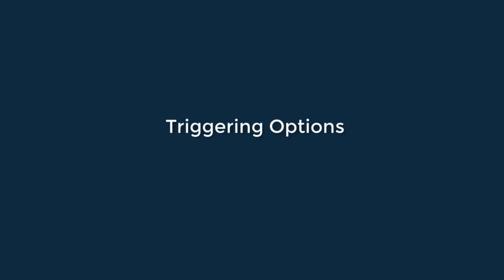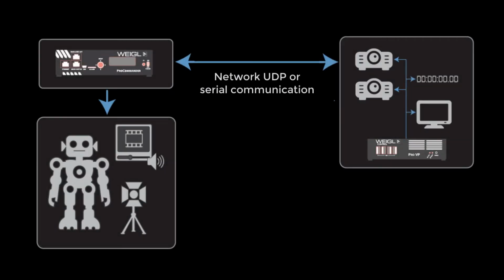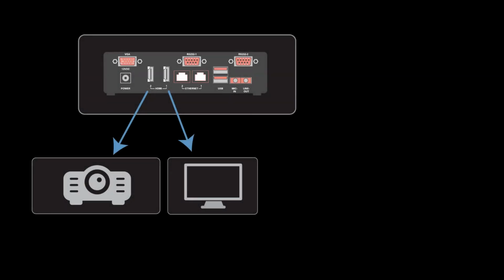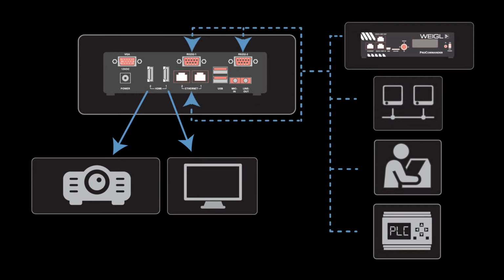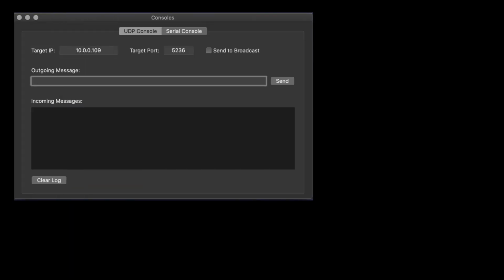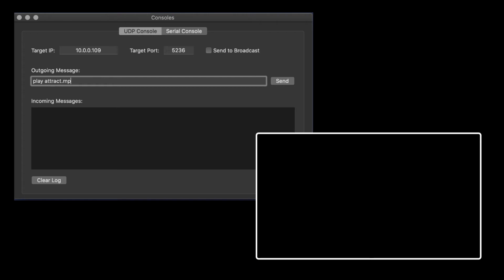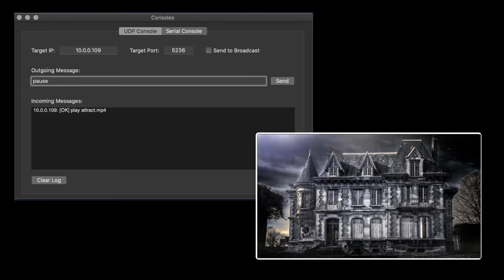As noted, ProVP devices are also designed to integrate seamlessly within a larger control system architecture via network UDP and serial communication. As long as the proper command format structure is adhered to, as outlined in the ProVP manual, commands can be sent from any device to the configured ProVP serial or network port. For example, here we're utilizing the UDP console in the macOS version of Wiggle Hardware Configurator to send play and pause commands via the network to test the connected ProVP.